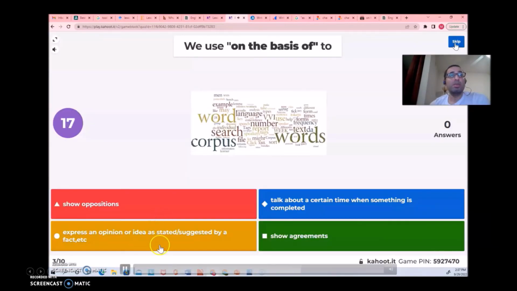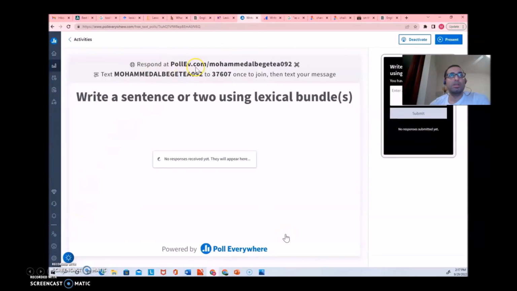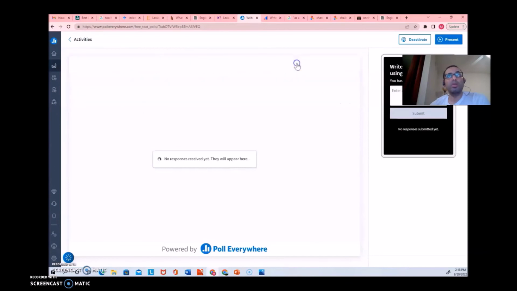Also, we can ask them about the function of some bundles, like on the basis of, and they compete against each other and try to recall the information about when we should use on the basis of. Another thing is to use Poll Everywhere. They can use the code and sign in very quickly.